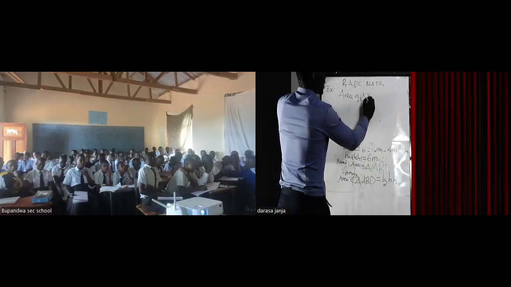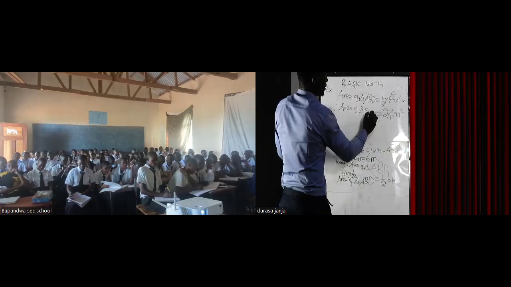Let's continue. Area of triangle ABD is equal to half, as I have told you, times base. Now the base is 8 meter times the height, which is 6 meter. So half of 8 is 4, and 4 meter times 6 meter gives the value 24 meter squared. Therefore, the area of triangle ABD is equal to 24 meter squared.